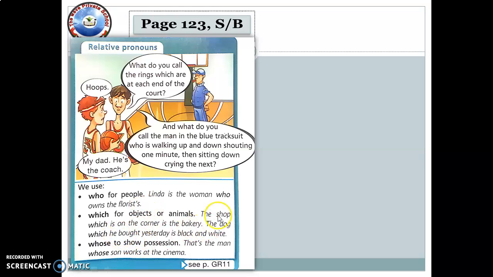And then the shop which is on the corner is the bakery. The dog which he bought yesterday is black and white. And then for whose to show possession, that's the man whose son works at the cinema. And you can also see page grammar 11.